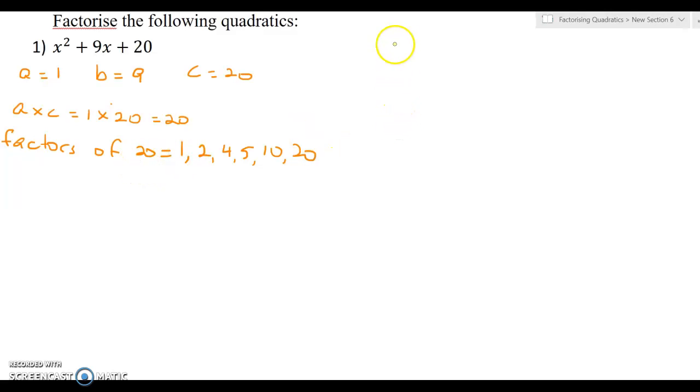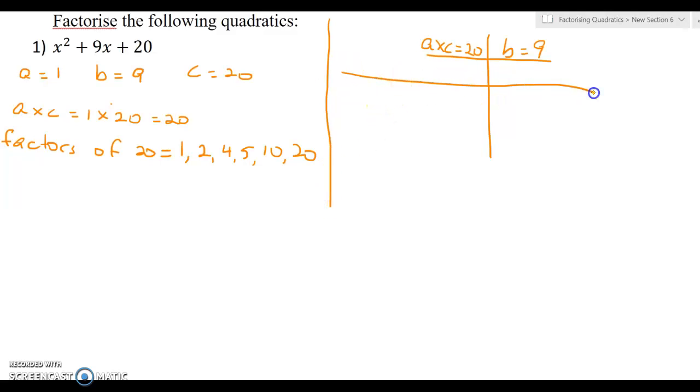Now we have to choose two of the factors that, when we multiply them, A times C, we get 20, and when we add, we get the value of B, which is 9. So let's see which two factors we can use. We know 1 and 20: if I multiply them, I get 20, so this works, but 1 plus 20 is 21. That does not work.